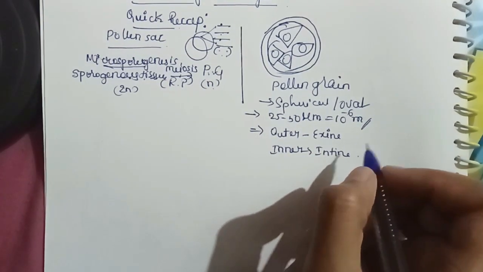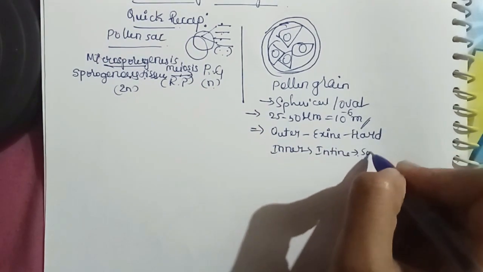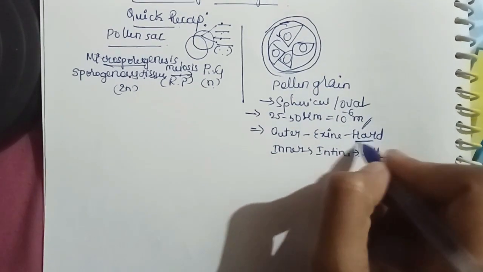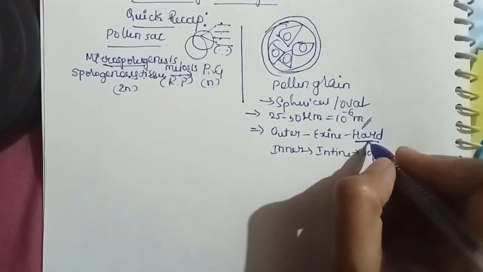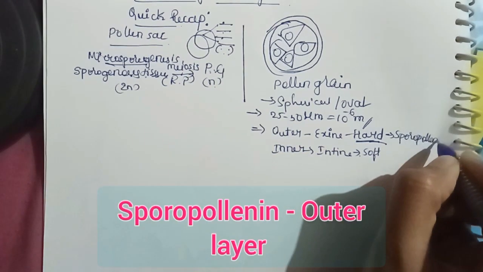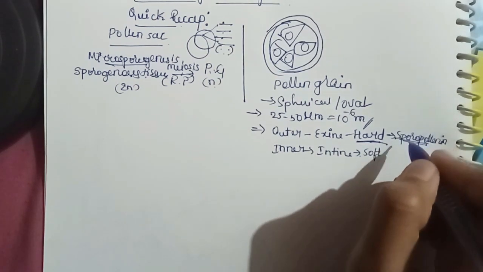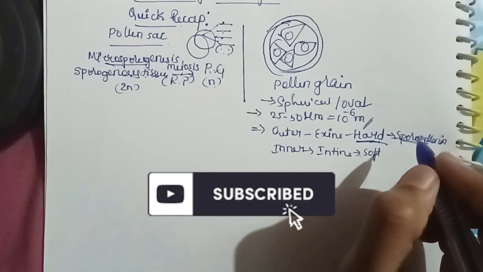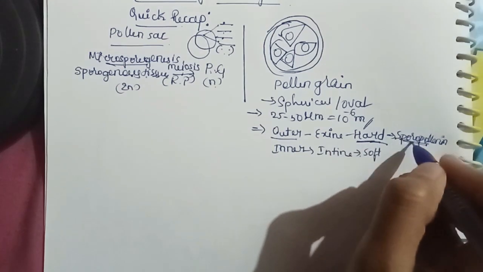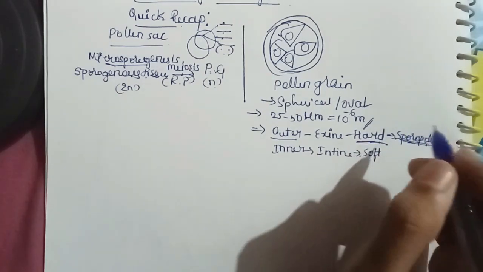Exine is a very hard layer, and intine is a very soft, thin layer. Exine is made up of a hard substance called sporopollenin. It has been recorded that it is not digested or degraded by any of the enzymes which are present or discovered by scientists. So sporopollenin is a main important part. It is not degraded or decomposed by any of the enzymes, so it is so hard.